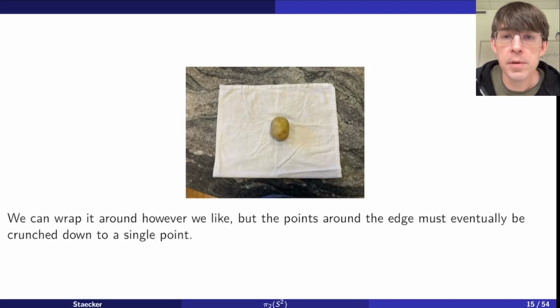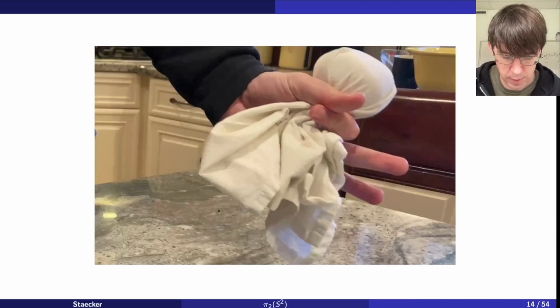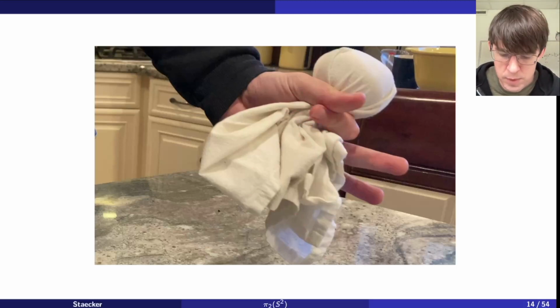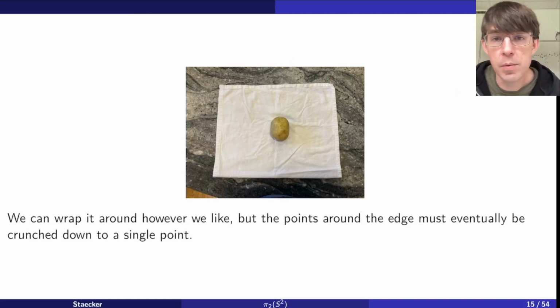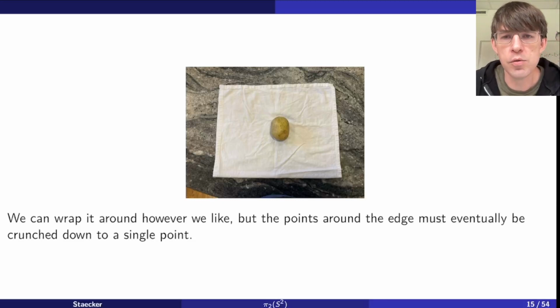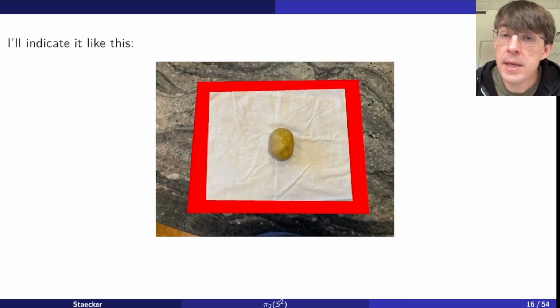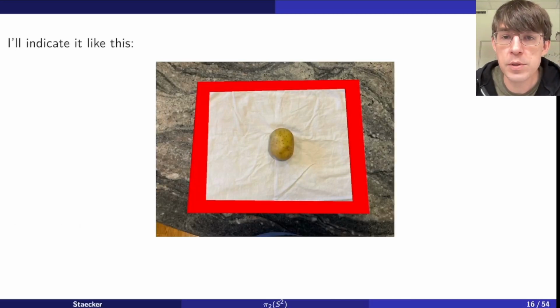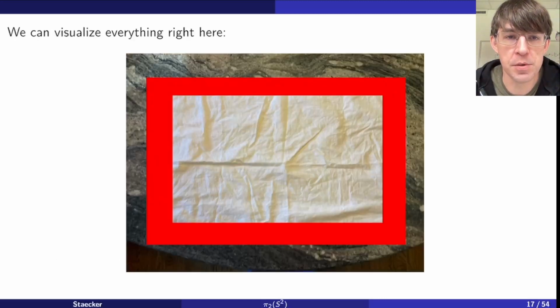We can wrap it around however you like, but notice in order for this to be a legal wrap up, the points around the edge of the napkin must eventually get crunched down to a single point. Like right here, I bunched up the rest of the points. And the rest of the points are the ones that used to be around the edge, right? Those are the ones that get bundled up at the end. That's what it takes to be a legal wrap up, all right? So I'm going to indicate that like this on my picture. This red border means all of those points around the border must end up crunched down to a single point when I'm done wrapping it up. All the red stuff must crunch down to a point.